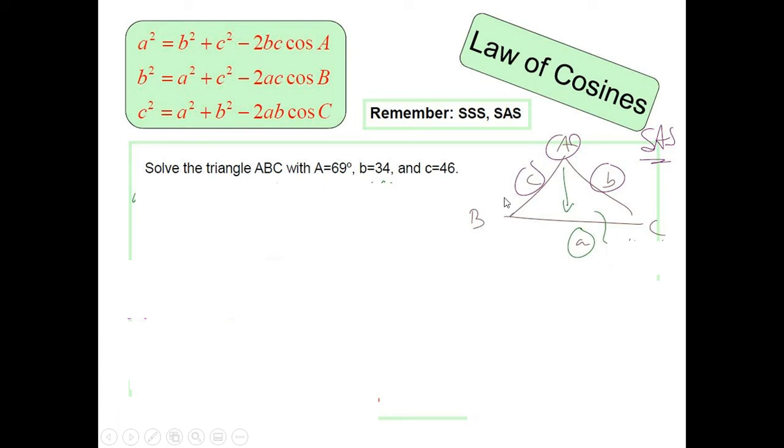But what do we have here? We have B, A, angle A, and C. So we have side, angle, side. So we can use law of cosines, and this is the one we're going to use, the top one. A squared is equal to 34 squared plus 46 squared minus 2 times 34 times 46 times cosine of 69 degrees. If I plug that into my calculator correctly, I should get A is equal to 46.379. I'm sorry, 46.379 is the length of A.